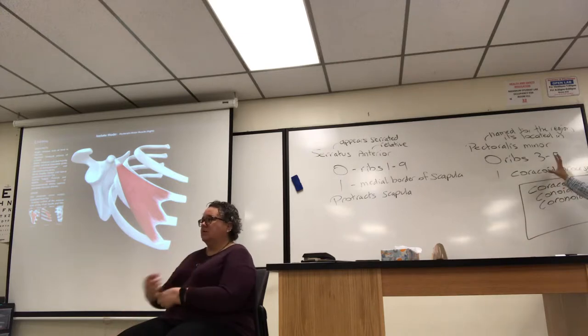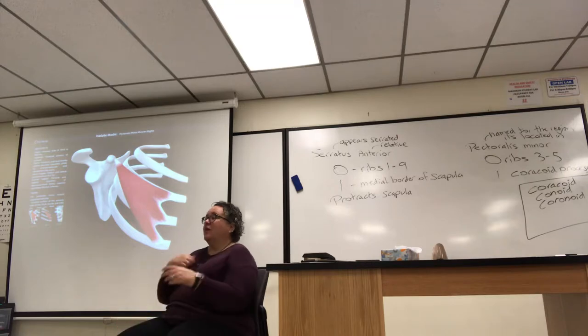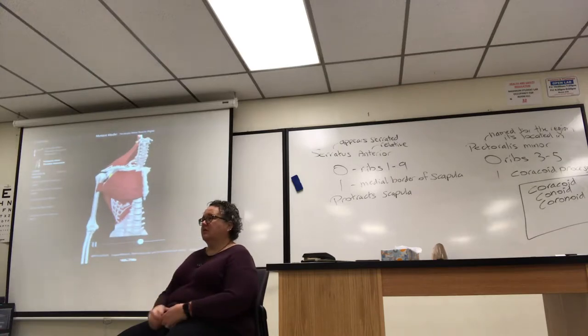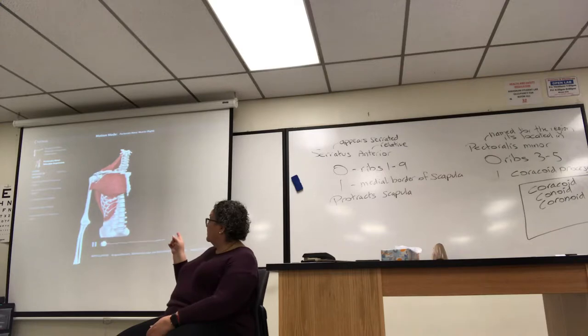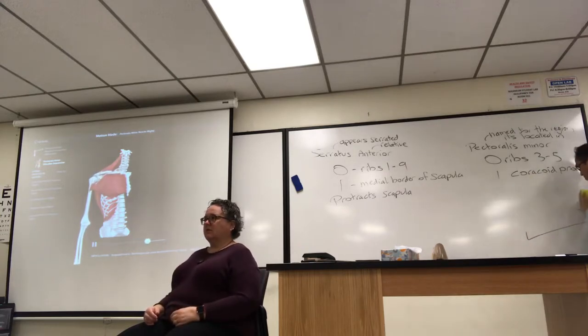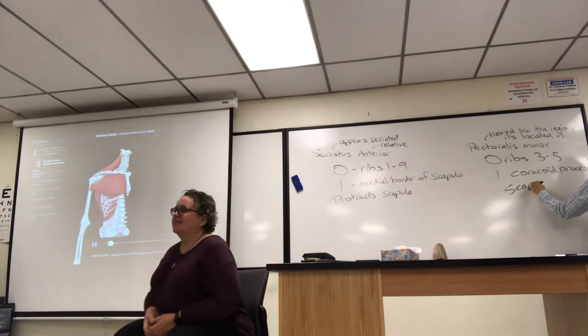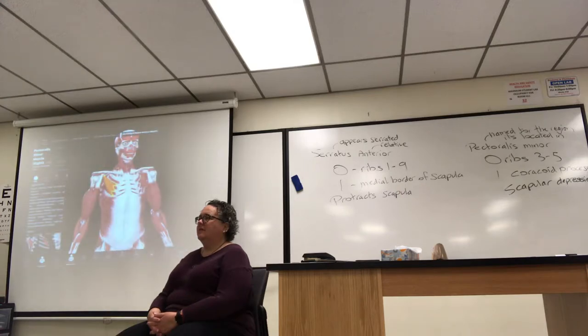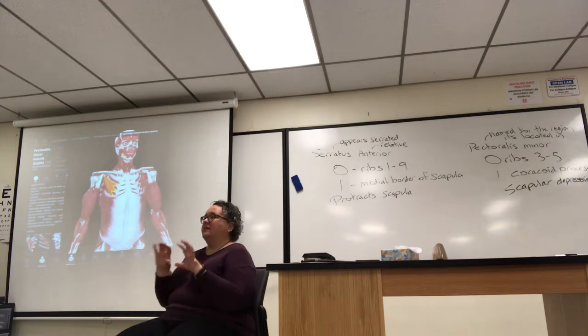Anyways, the coracoid process: if you insert there, starting from ribs 3 to 5, a little bit lower, you can pull the scapula down. So the main action of this muscle is scapular depression. There it is. It just pulls the scapula down a little bit. Scapular depression. So that ends this category of muscles. The next muscle group are muscles that move or stabilize the arm, the shoulder joint.